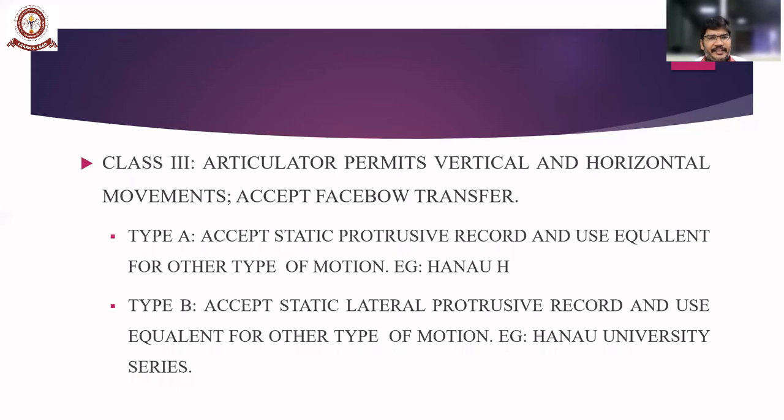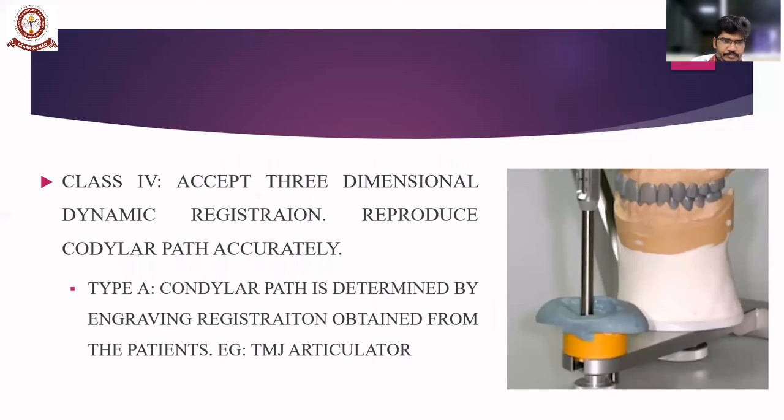Class 3 articulators are articulators which permit vertical and horizontal movements. They also accept the face bow transfer. Again, the class 3 articulators can be classified into type A and type B. Type A articulators accept a static protrusive record and use equivalents for other types of motion. Example, Hanau H articulators. Whereas type B articulators accept static lateral and protrusive records and use equivalents for other types of motion. Example, Hanau University series of articulators.